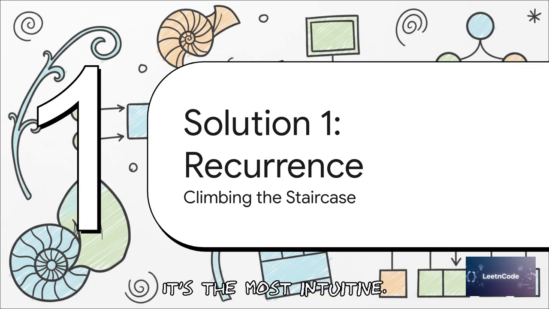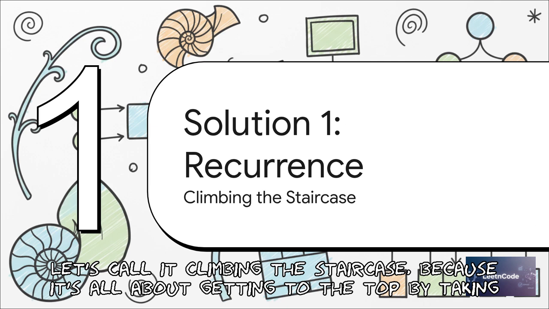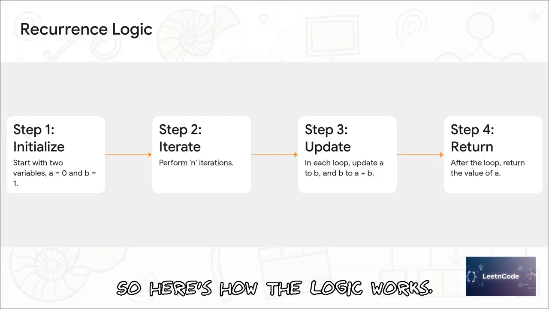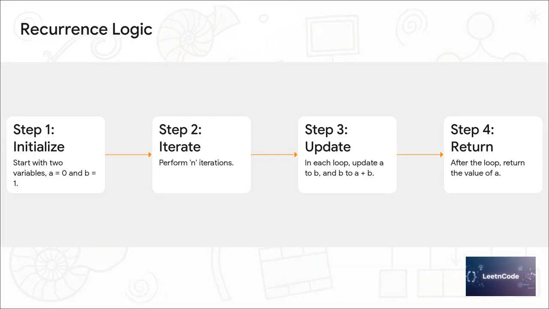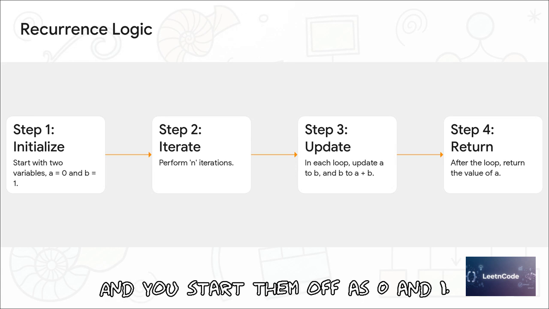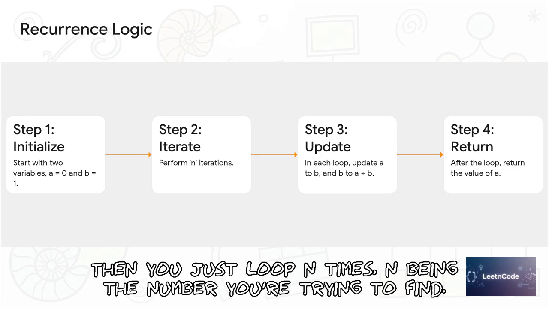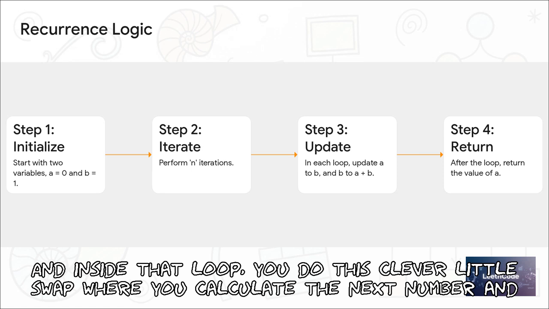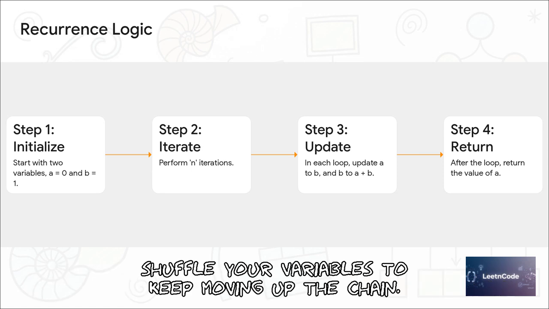All right, so our first solution is probably the one you'd think of first. It's the most intuitive. Let's call it climbing the staircase, because it's all about getting to the top by taking one steady, reliable step at a time. So here's how the logic works. First, you set up two variables. Let's call them a and b, and you start them off as 0 and 1. Then you just loop n times, n being the number you're trying to find. And inside that loop, you do this clever little swap where you calculate the next number and shuffle your variables to keep moving up the chain.